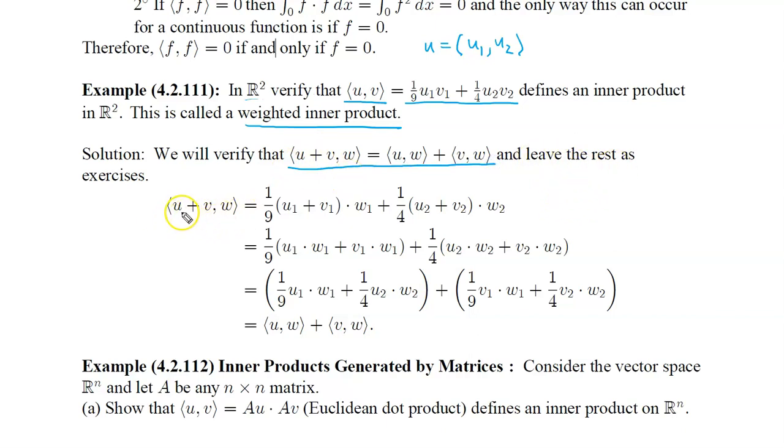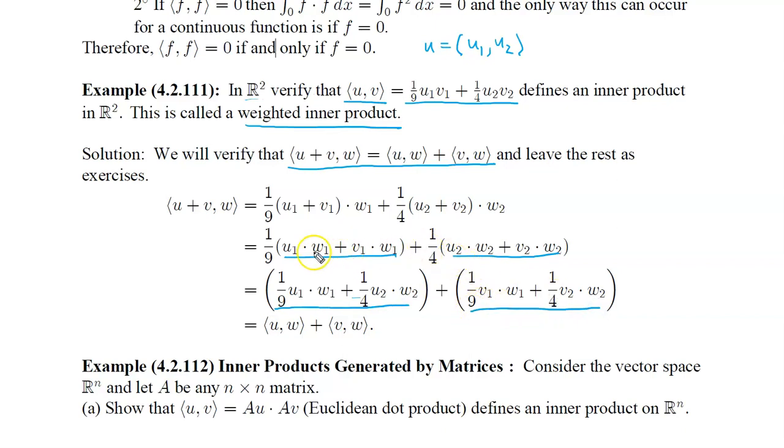So if we look at the inner product of u plus v with w, well, that's just going to be this quantity right here, 1/9 (u1 plus v1) times w1 plus 1/4 (u2 plus v2) times w2. And that is equal to this quantity right here. If we distribute the w1 with the u1 and the v1, we get this right here and this. And then just move things around a little bit, and you'll get this plus this.